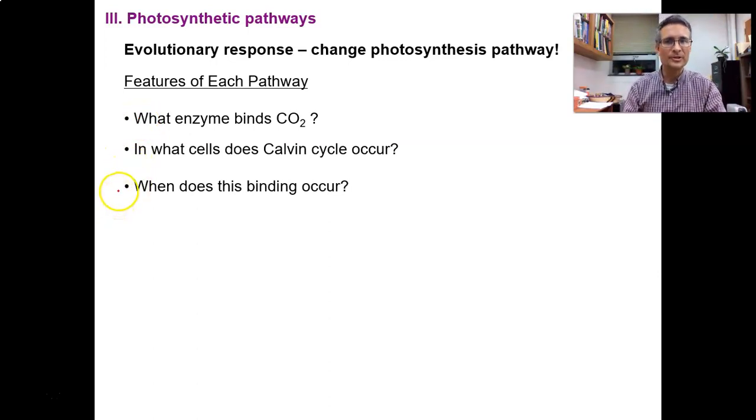Second, in what cells does the Calvin cycle occur? So we're used to thinking about the Calvin cycle just occurring in mesophyll cells along with the light reaction, but that's not always the case. So we'll think about how moving the Calvin cycle to different sets of cells might be a good evolutionary response in certain situations. And finally, we'll think about when this binding of CO2 that occurs in the Calvin cycle actually occurs during a 24-hour period. Is it in the day? We're sort of used to thinking that, of course, it's in the day, but maybe it doesn't have to be in the day. So we'll think about how plants might bind CO2 at different times, such as the night.